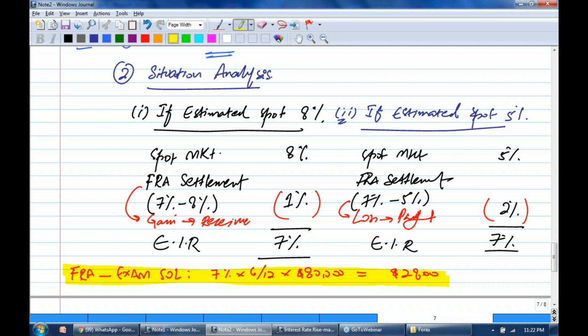In the practical world, the calculation does not work in that manner, because we will not go to the spot market and pay only 8%. We will pay 8% into 6 over 12 into 80,000. In the practical world, we will not receive 1%. We will receive 1% into 6 over 12 into 80,000. And then the amount becomes 2,800.